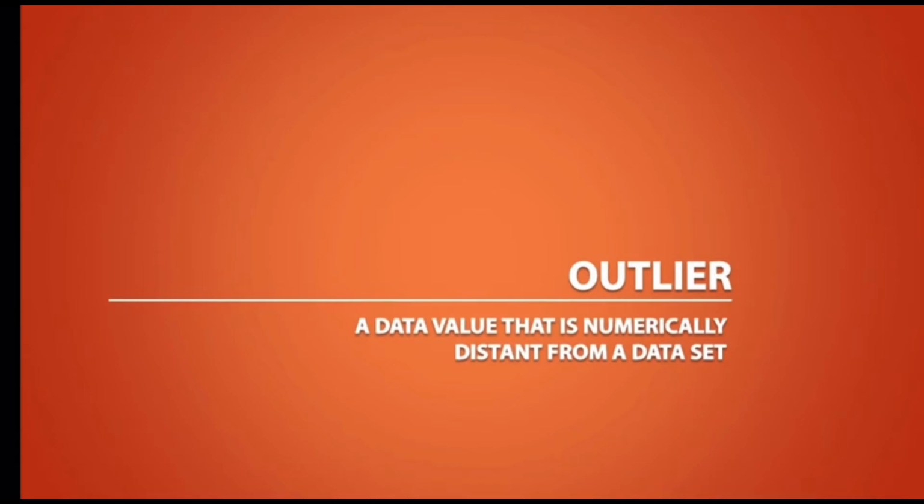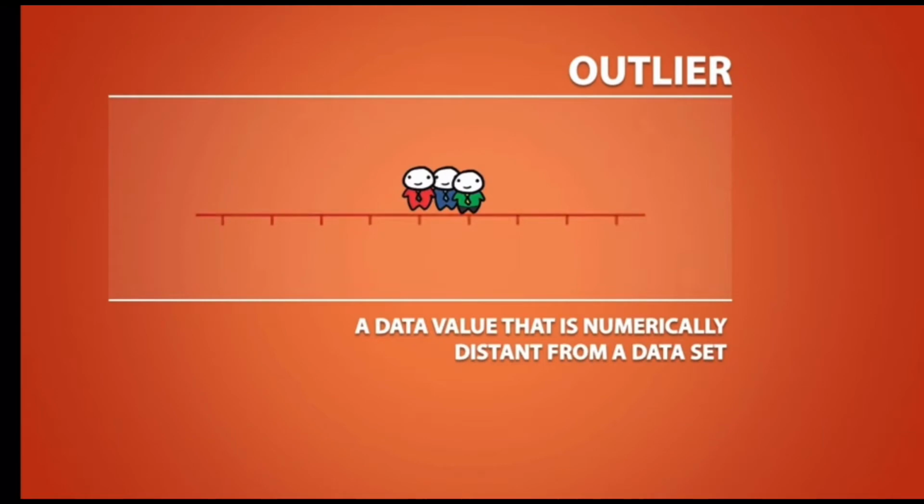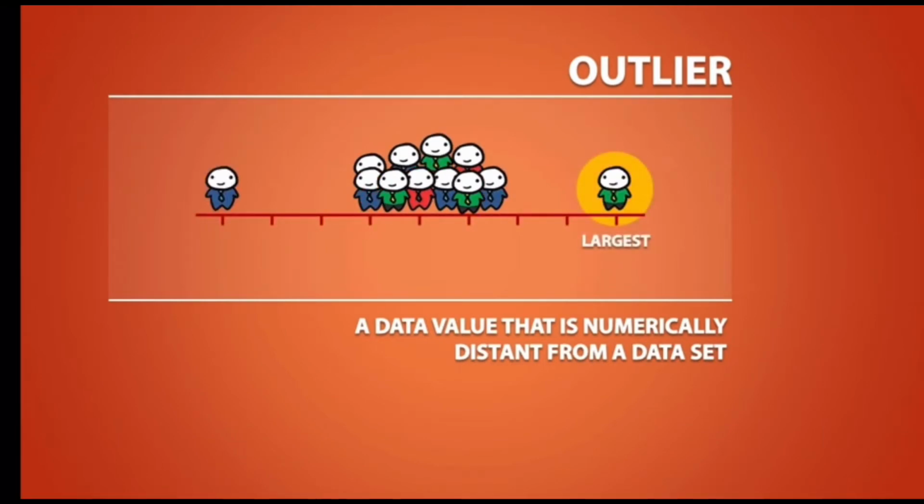An outlier can be defined as a data value that is numerically distant from a dataset. An outlier is a data point that falls outside the main pattern of data points, and it can be either the largest value in a given dataset, or it can be the smallest value in a given dataset. We will go through a couple of examples so you can see what I mean by this.